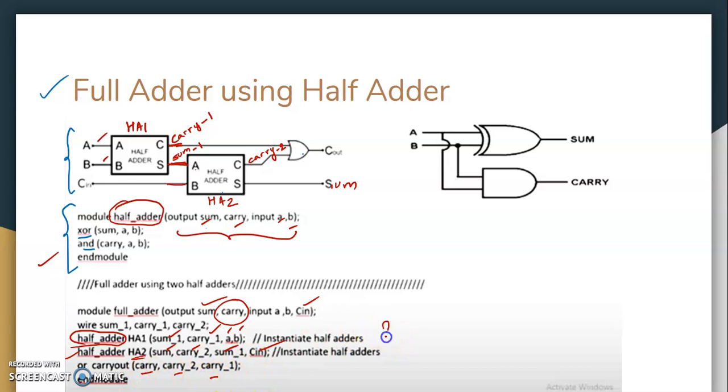And that's all. So you have already brought in the new modules, you made the connections appropriately, and if the circuit is correct, this code should work and give you the correct output of a full adder. That's all.